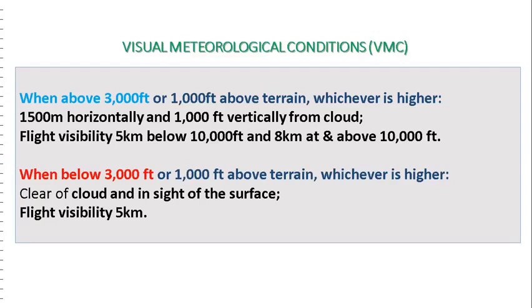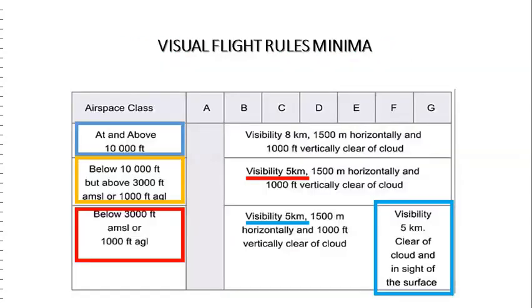When below 3,000 feet, here, if we are talking about 3,000 feet, it is from mean sea level, or 1,000 feet above terrain, that is above ground level. So whichever is higher. You should be clear of cloud and in sight of the surface. Flight visibility below 10,000 feet is 5 kilometers. So here, as per airspace classification, for class A, VFR is not permitted.